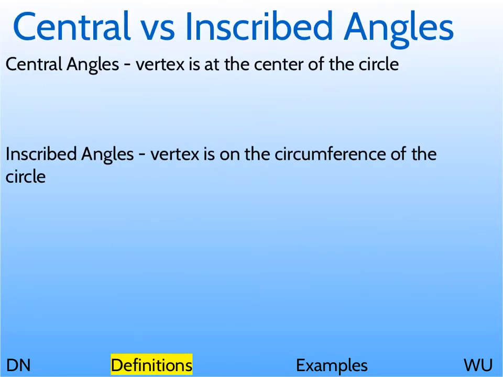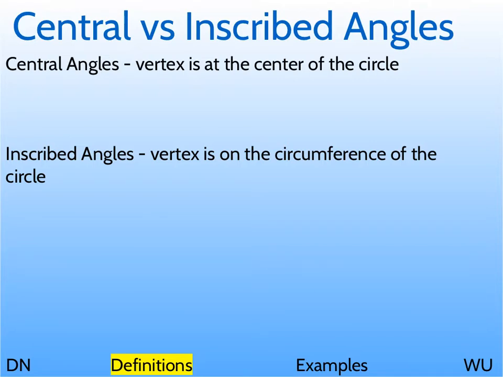So today what we're going to look at is the difference between a central and an inscribed angle. And these are the definitions. You should definitely write them down. A central angle is one where the vertex is at the center of the circle. Makes sense. The word central right there, central and center, pretty much the same thing. Now inscribed angles are ones where the vertex is on the circumference of the circle.